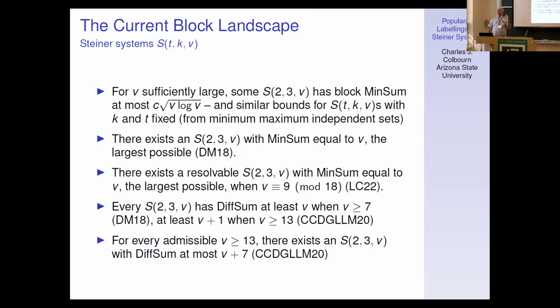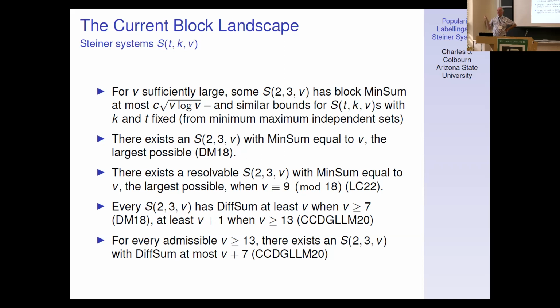But notice I've backed off and I've started talking about min sum when what I really wanted was good diff sums. So what can we say about diff sum? Well, Dow and Milankovitch showed that the diff sum has to be at least B, but in the 7-author paper, we showed that except when B is 7 or 9, it has to be at least V plus 1.